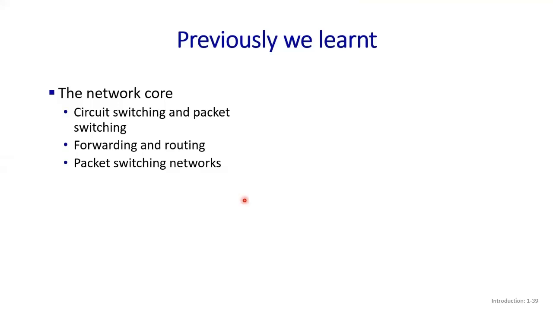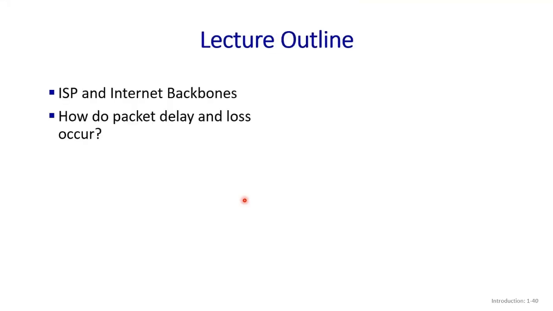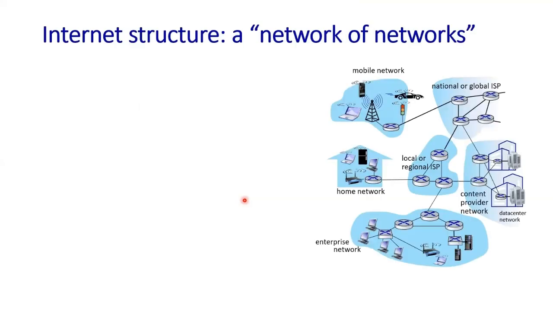In our last lecture, we studied the network core in detail. We studied circuit switching and packet switching, and then we studied in detail forwarding and routing, and then the packet switching networks. Today, we'll move forward and study different internet structures, and we'll study internet service providers in detail, and then we will study packet delay and packet loss. Okay, so let's get started.